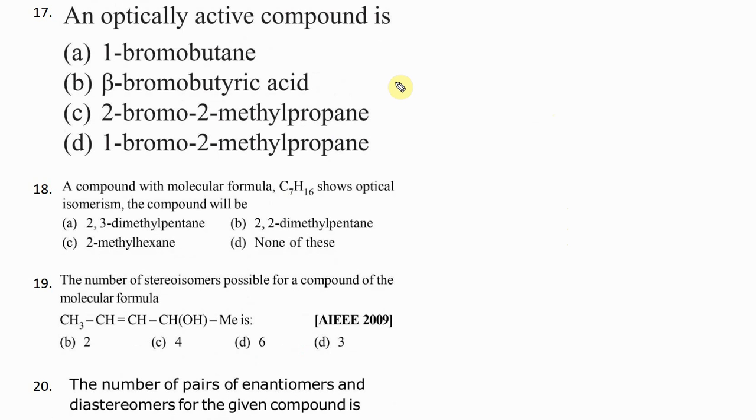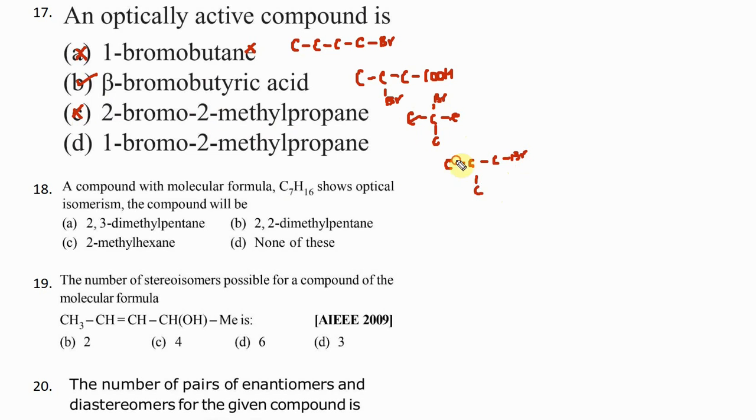An optically active compound is 1-bromobutane. It's better that you are able to visualize it, but don't risk it. We can draw it very small. 1-bromobutane, impossible. Beta-bromobutyric acid. Butyric acid, okay, alpha, beta, beta bromo. So this is different, with hydrogen or bromine. So far this seems okay. Let's not make a mistake. We'll make sure. 2-bromo-2-methylpropane, 2-methyl 2-bromo, same, so impossible. 1-bromo-2-methylpropane, impossible, there is a 2-methyl. So the option is B.